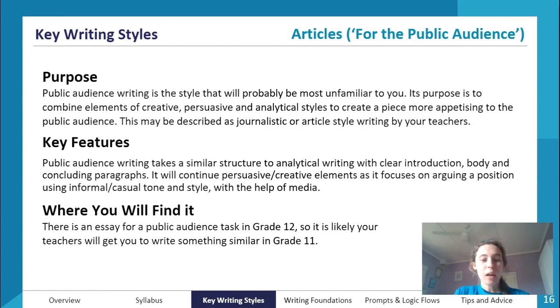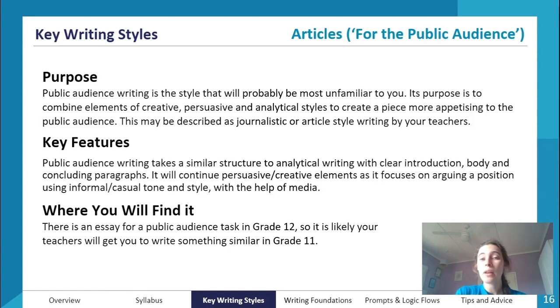Public audience writing is another aspect of senior English, and it will be the first piece of assessment that you'll do for Unit 3, which is the start of Year 12. You could be doing that at the end of Year 11 or the start of Year 12, depending on how your school structures things. Public audience writing is the style that's probably the most unfamiliar to you. Its purpose is to combine elements of those other genres, the creative, persuasive, and analytical styles, to create a piece that's more appetizing to the public audience.